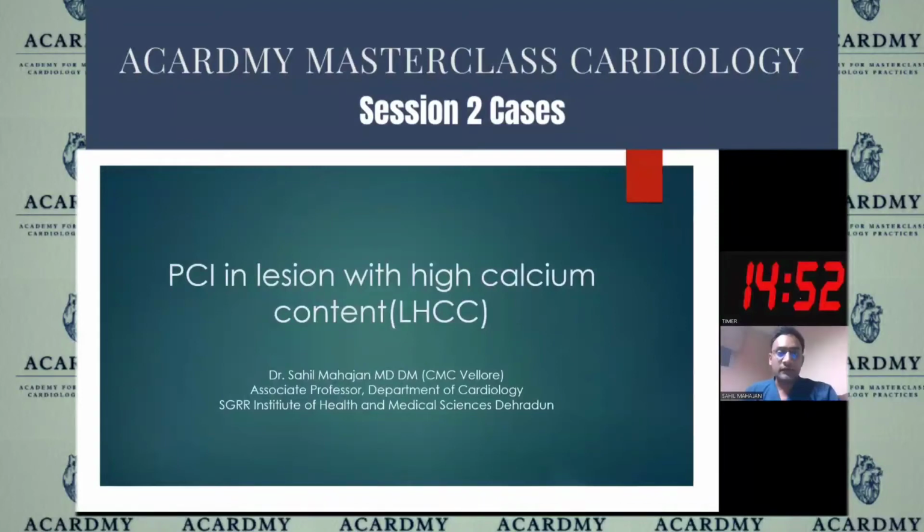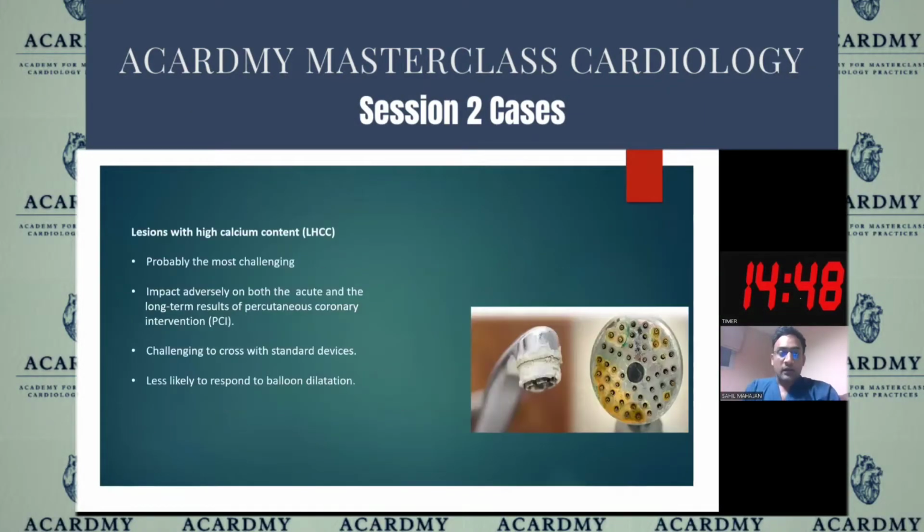My presentation for today is a PCI in a lesion with a high calcium content. Lesions with high calcium content are probably the most challenging ones to handle in the cath lab, and they adversely impact both the short as well as long-term outcomes of the percutaneous coronary intervention.